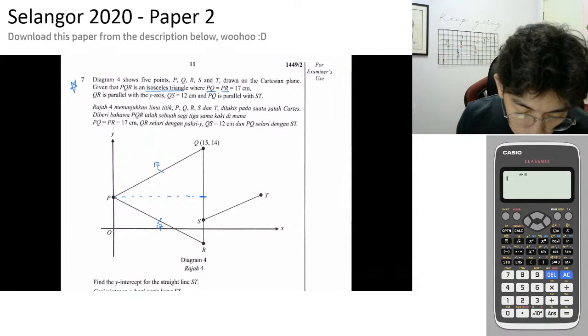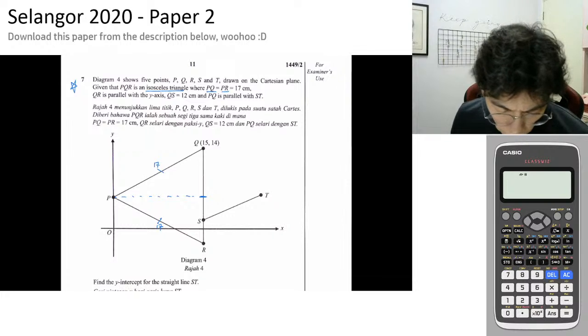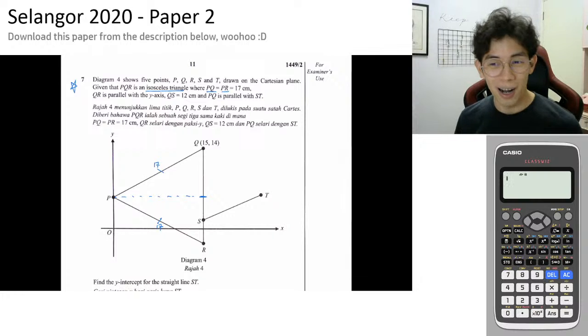Then they say QR. Okay, QR is parallel to the y-axis.